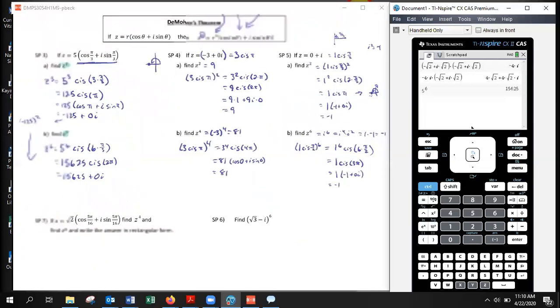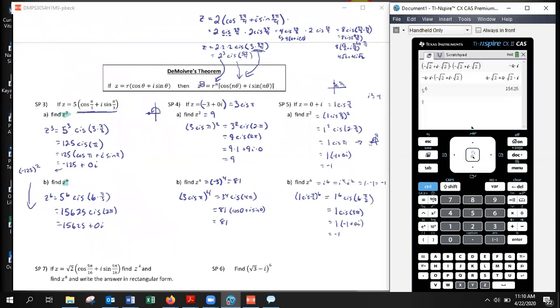All right. So what I'm really hoping is that you've made this connection of why or where DeMoivre's theorem actually, or how it can be applied.